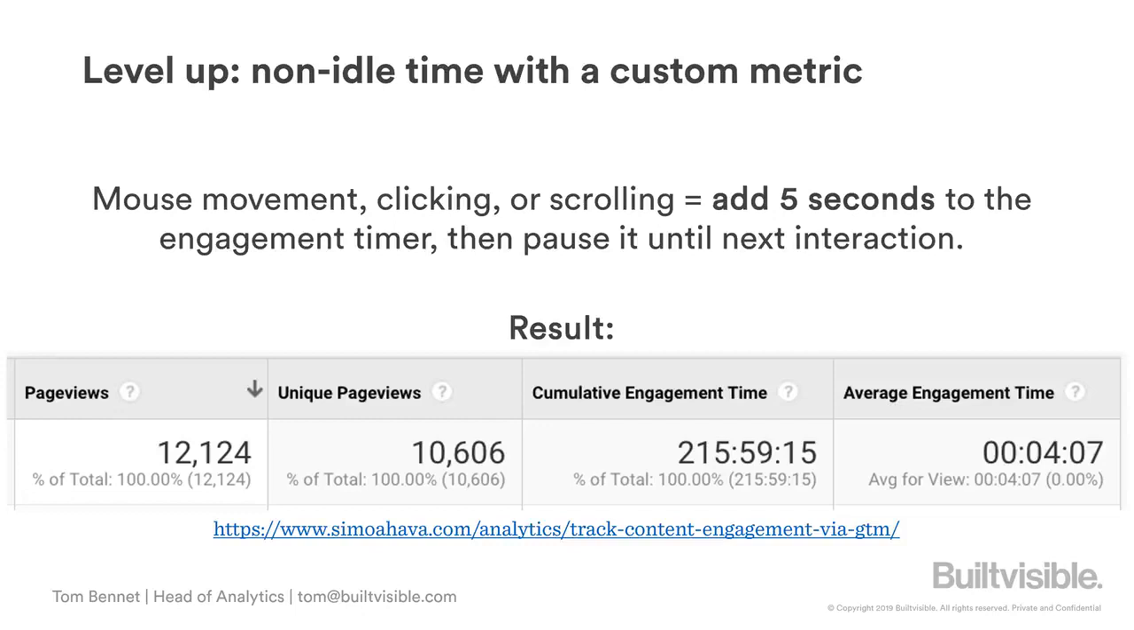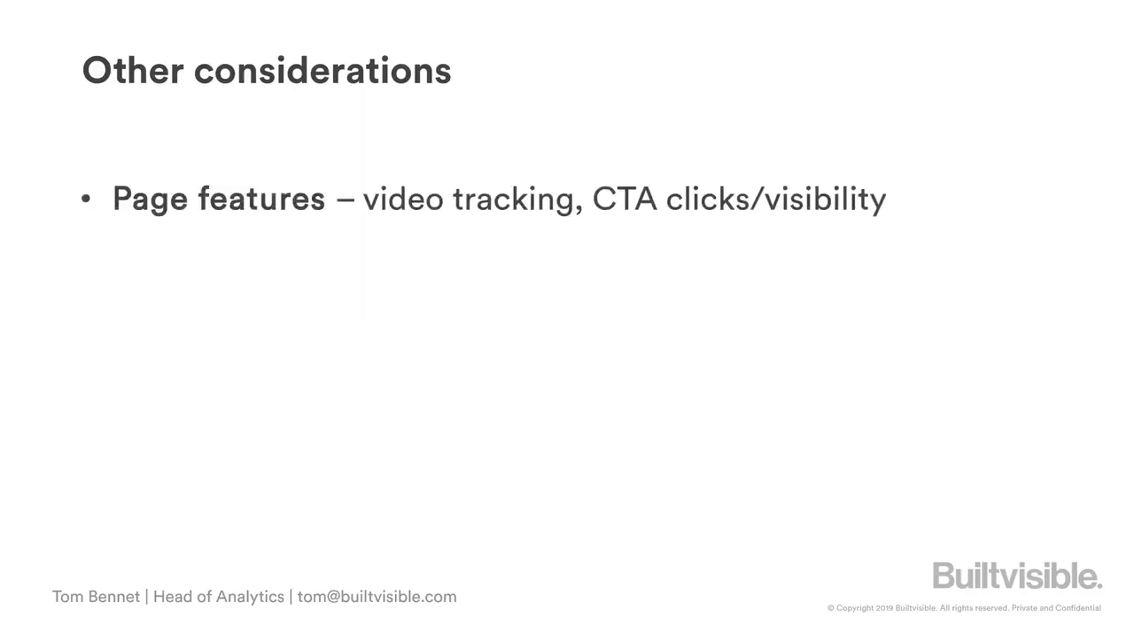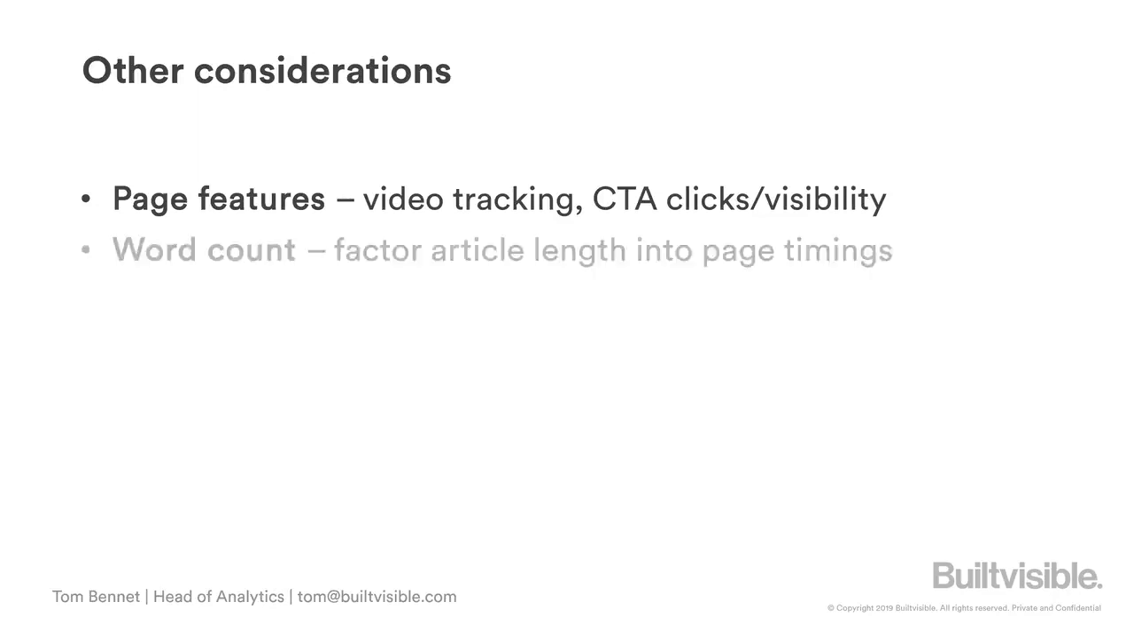He's written a blog on how you can actually set this up in GTM, but it's just a really good custom metric to have in your portfolio. Other things to consider are page features, like we mentioned, quiz or video tracking, the call to action. These can all fire events into GA. You can also look at word count and pull this in, so you can factor in the article length when you're looking at time on page.